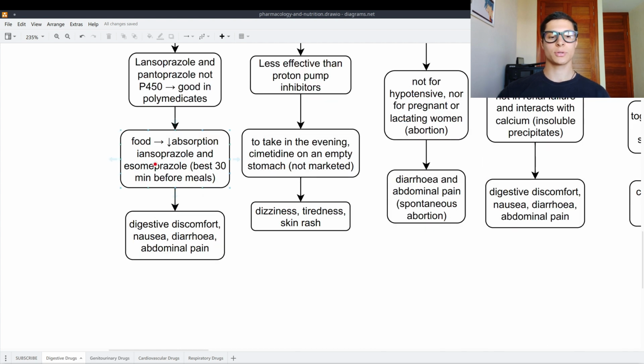Food will lower absorption of lansoprazole and esomeprazole, and it is best to take them 30 minutes before meals. Indeed, this family of drugs are recommended to take in the morning before the breakfast. They can create digestive discomfort, nausea, diarrhea, and abdominal pain.